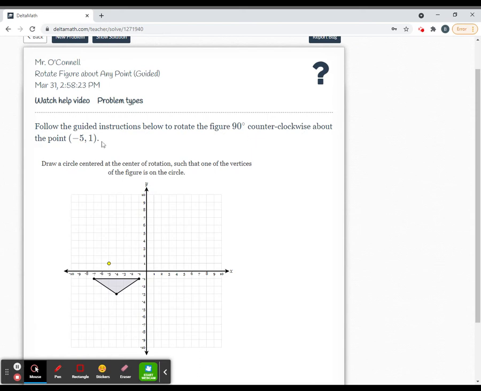This says follow the guided instructions below to rotate the figure 90 degrees counterclockwise about the point -5, 1. So here's our point -5, 1. And the first thing it tells us to do is draw a circle at the center of rotation such that one of the vertices on the figure is on the circle.